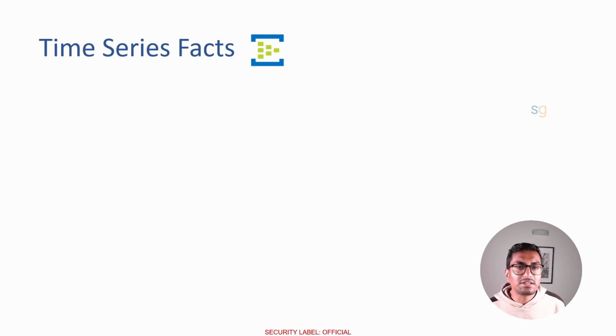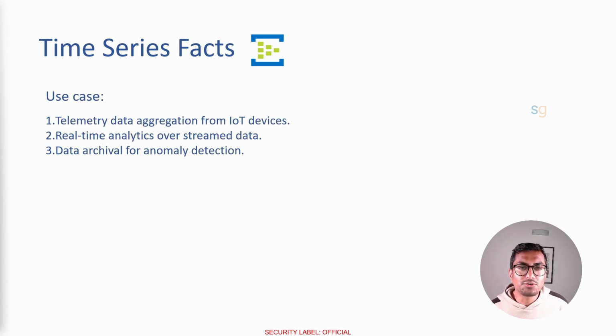Event Hub is a big data streaming platform and event ingestion service. It can receive and process millions of events per second. You can read these events as a batch and do real-time processing or any kind of business intelligence offline. Most common use cases are telemetry data aggregation from sensor devices such as IoT devices, real-time analytics over streamed data, and data archival for anomaly detection.